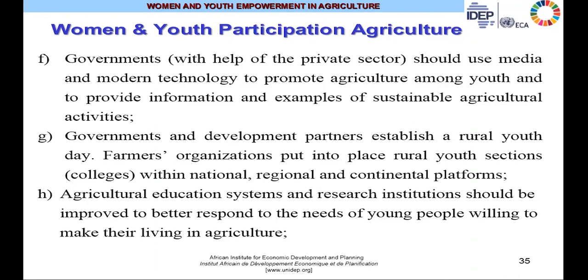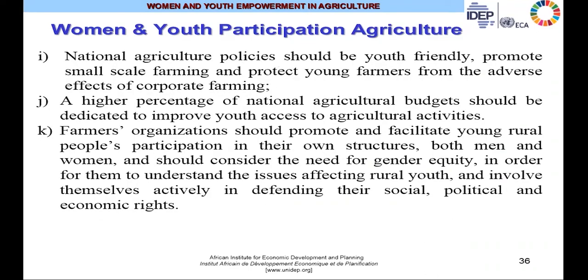Governments and development partners should establish a rural youth day. Farmers' organizations should put into place rural youth sections within national, regional, and continental platforms. More importantly, our agricultural education systems and research institutions should be improved to better respond to the needs of young people willing to make their living in agriculture. Interestingly, national agricultural policies should be youth-friendly, promote small-scale farming, and protect young farmers from the adverse effects of corporate farming. Again, a higher percentage of national agricultural budgets should be dedicated to improve youth access to agricultural activities.